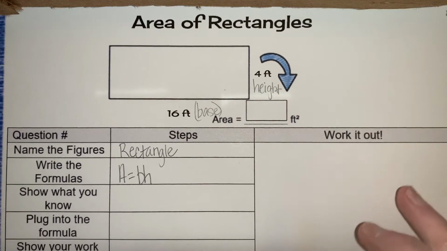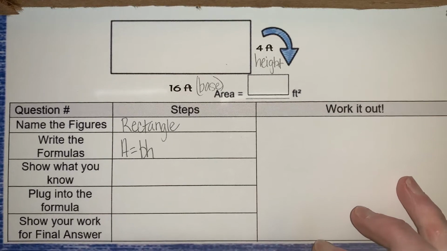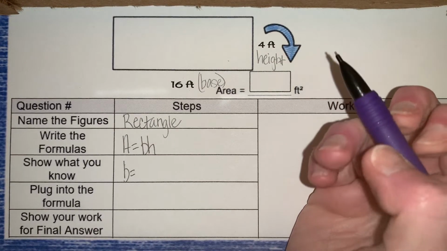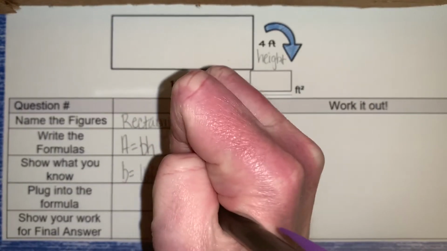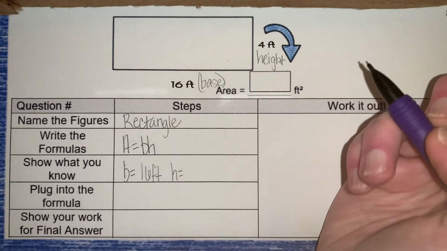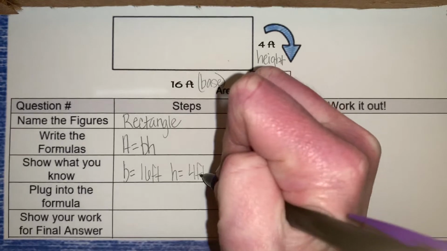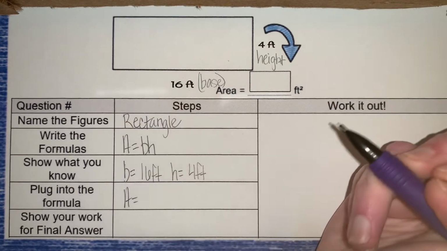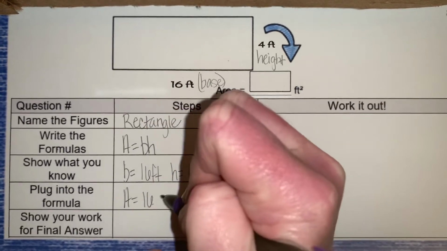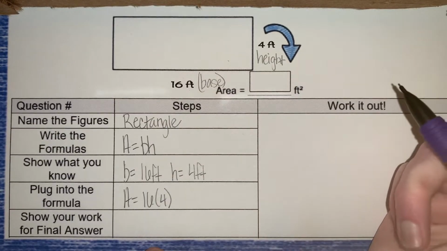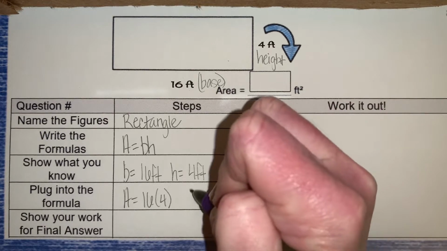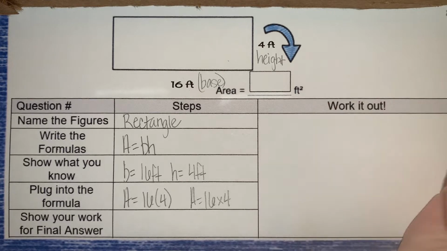So to figure out what the area is, where it says show what you know, we're going to write B, and we see that the B base is 16 feet. And H height is 4 feet. And then we're going to plug those numbers into the formula. Area of a rectangle is base times height, so A equals 16 times 4. Again, remember, parentheses around a number right next to another number means to multiply. So it would be the same thing as 16 times 4. We're just getting used to not having that multiplication sign and having the parentheses instead.